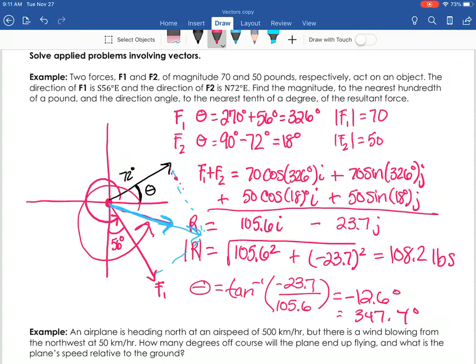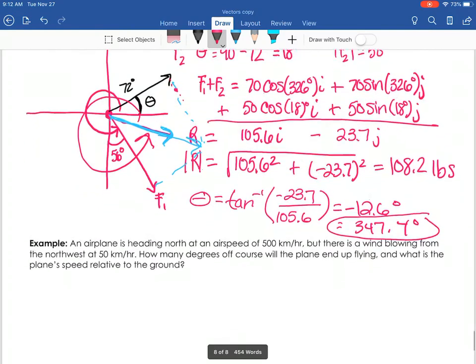So the direction of the force, when I add them together, force 1 and force 2, is going to be 347.4 degrees, and it's going to be with a force of 108.2 pounds. Everybody okay with that? Okay. It's a lot of work, but it's not that hard. The only thing that's tricky is making sure you're looking at the right quadrant. Okay, that's really the only thing that's tricky, is keeping track of that.